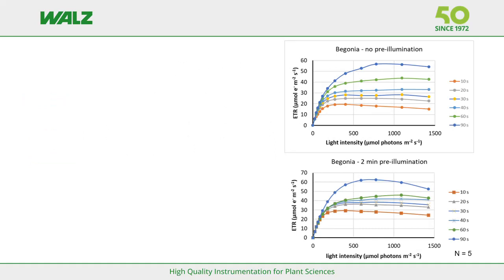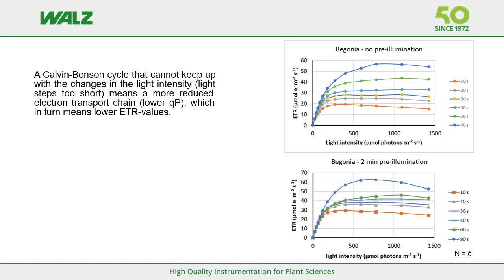There are two aspects of light curves I would like to illustrate. At a certain light intensity, the electron transport chain and the Kelvin-Benson cycle are in balance. If I now increase the light intensity, the Kelvin-Benson cycle each time needs some time to adapt to the new situation. If the light steps are shorter than the acclimation time, the electron transport chain will during this acclimation time be more reduced and the electron transport rate or ETR lower.